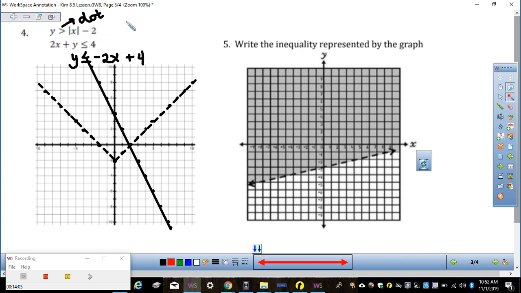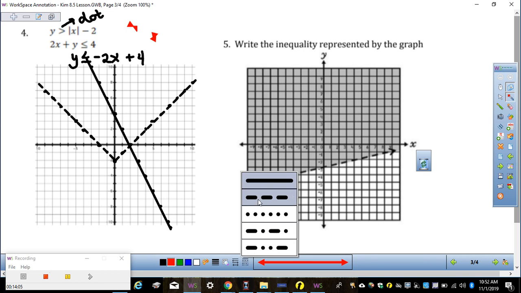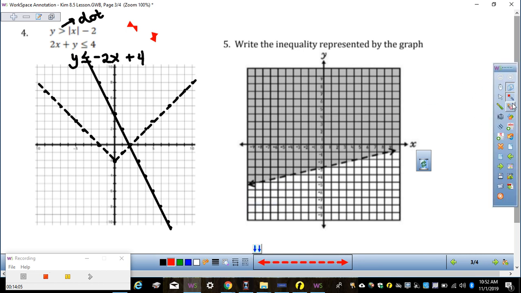If I plug in 0, 0, try that again. It still wants to graph a line. Okay. Erase that.